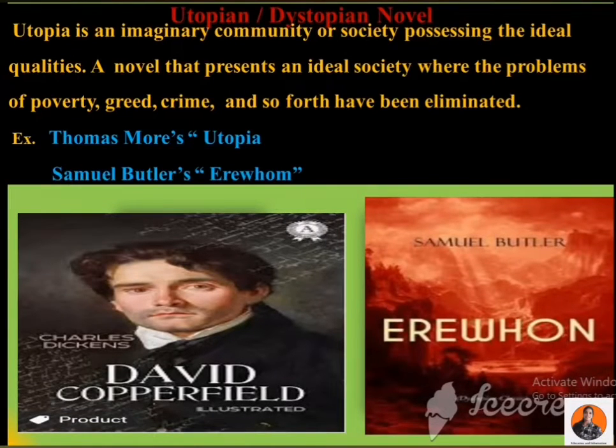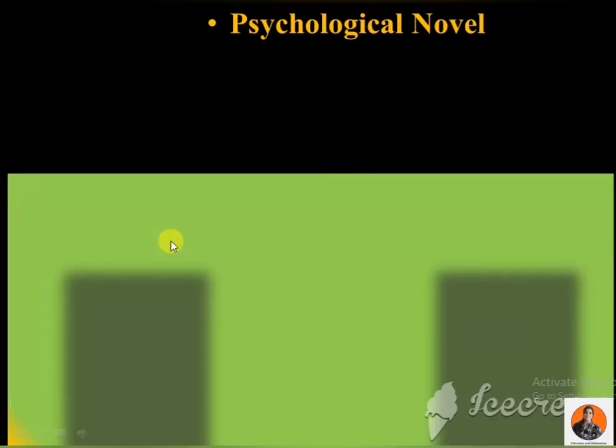The next type of novel, utopian and dystopian novel. Utopian is an imaginary community or society possessing ideal qualities. A novel that presents an ideal society where the problems of poverty, greed, crime and so forth have been eliminated. For example of this kind of novel, Thomas More's Utopia and Samuel Butler's Erewhon.